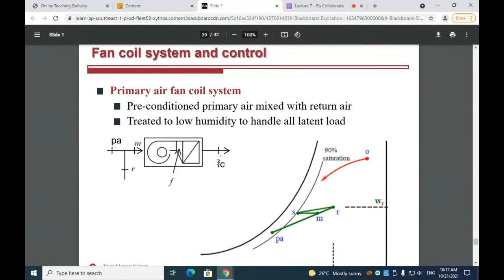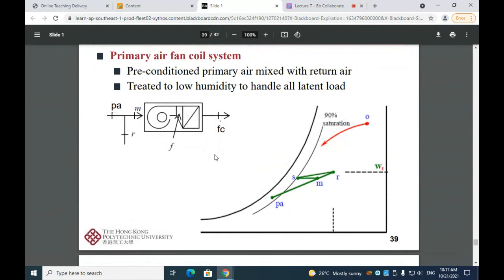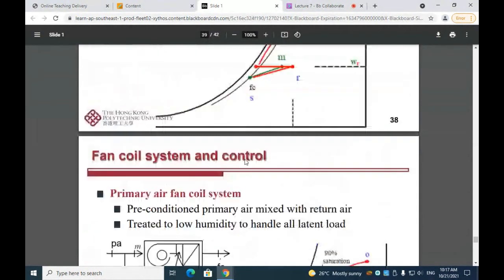So another design condition, another control strategy for the primary air fan coil system, is, first of all, the preconditioned primary air mixed with the return air, like here, preconditioned primary air, PA, mixed with the return air here, and then it's treated to low humidity to handle all the latent load. So then it will be treated to the low humidity as here, supply, and then it will follow the SR line.